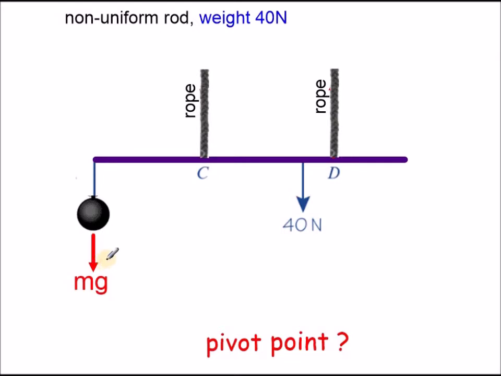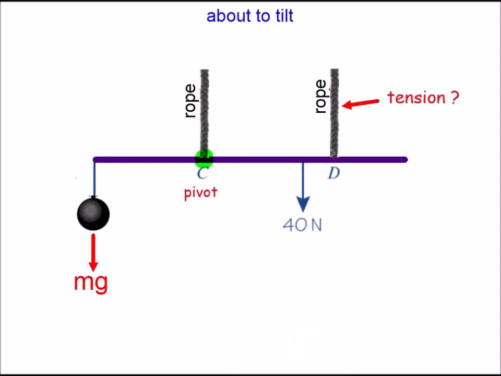A weight is added to one end of the rod. Now we need to look for a pivot point to look at tilting, and the pivot point is at C. When this rod is about to tilt, the tension in this rope will be 0. The effect of tilting is that if we were to get rid of that rope completely, the rod would remain perfectly balanced.